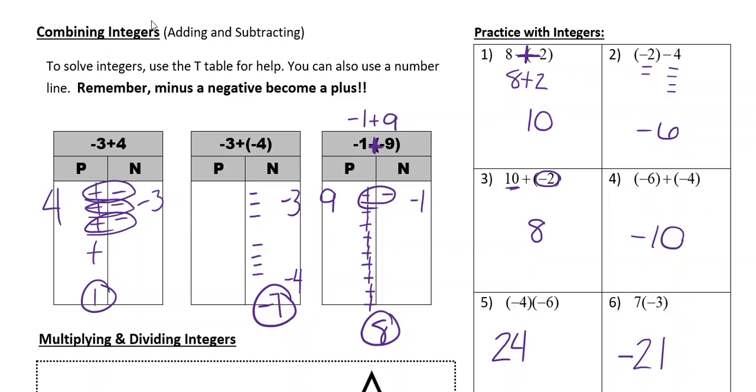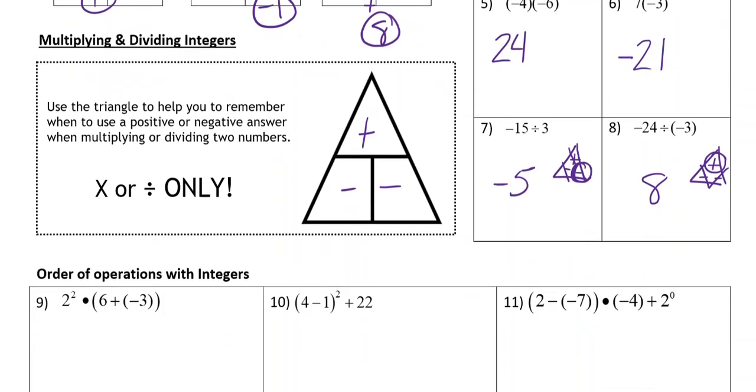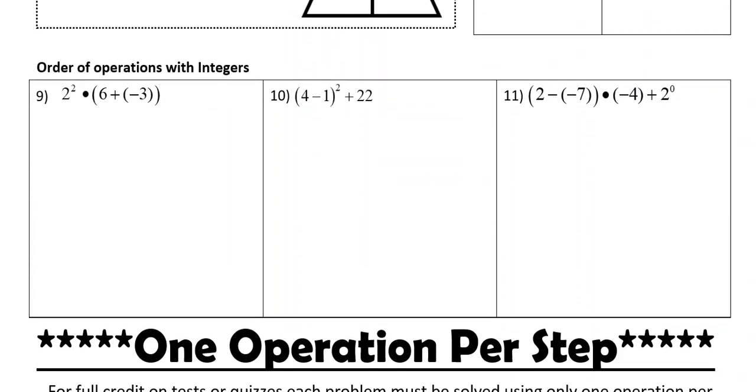So there's our quick little integer review. Now let's start applying them to our order of operations problems. I do have a little change to make to number 9. You have a plus sign right here. Make sure you change it to a dot for a multiplication symbol, because it doesn't work out nicely with an addition sign.